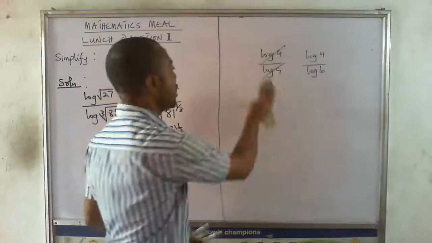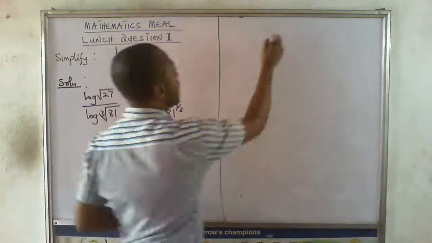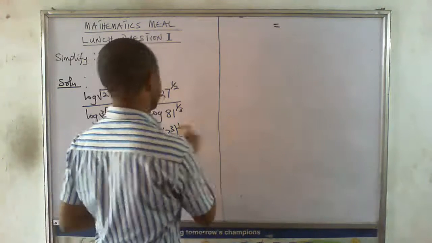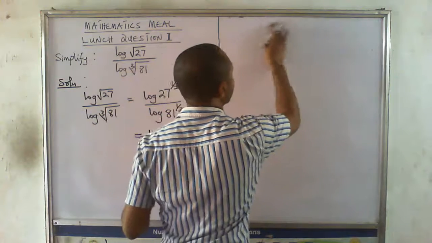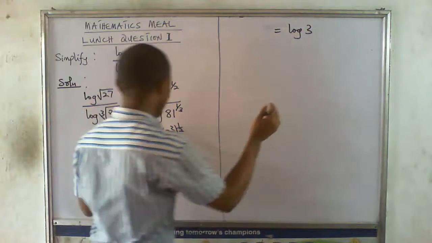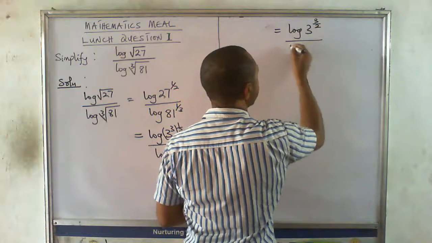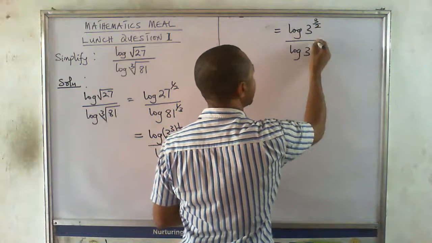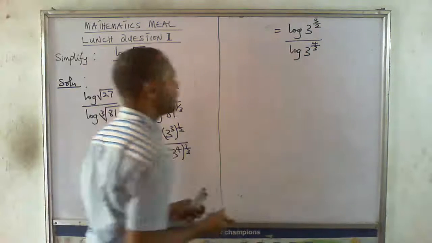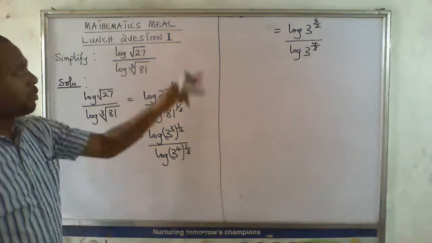If we apply that principle, we are going to have log of 3 raised to the power 3 over 2, divided by log of 3 raised to the power 4 over 3. So we have that when we evaluate these two powers.